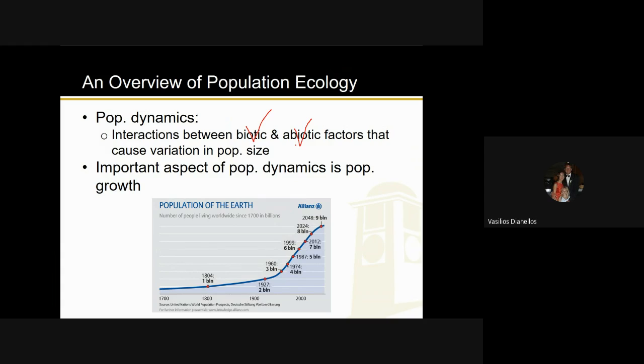So, if there's a drought that hits a certain part of the world and it's there for 5 years and a lot of animals die, for example, that would be an abiotic factor that changed the population size. An important aspect of population dynamics is population growth. So again, that's just looking at the growth of the population. And this example down here is not from your book, but that is the growth of the human population. And we'll talk about that in more detail later.